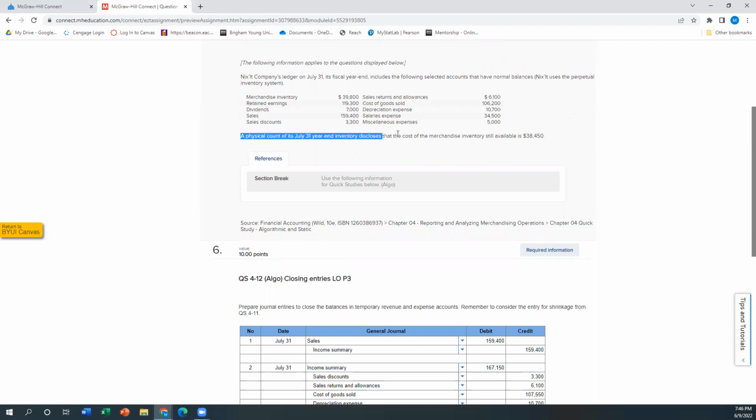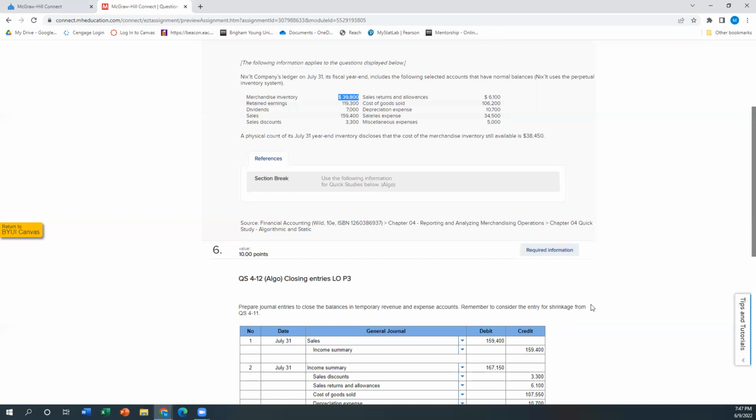A physical count of inventory on July 31st discloses that the cost of merchandise inventory still available is $38,450. But when I look at my inventory up here, it says $39,800. So I've got to do an adjustment. And I think that's what this little reminder to consider the entry for shrinkage means. I've got to do an adjustment to bring my inventory account in line with the physical count.